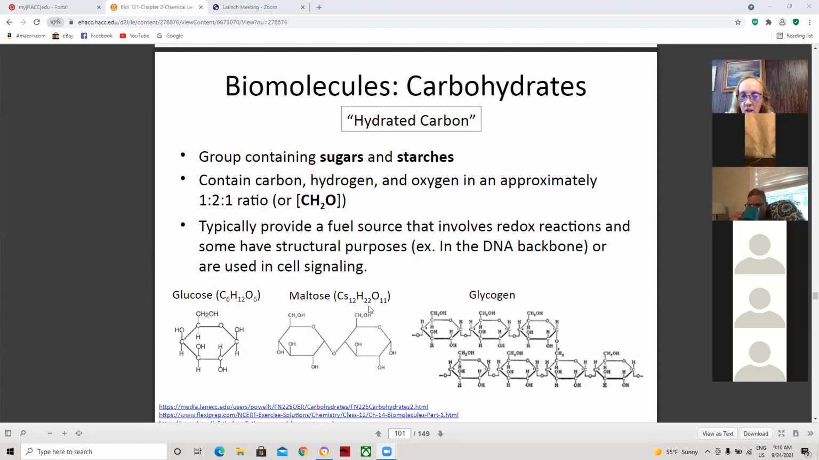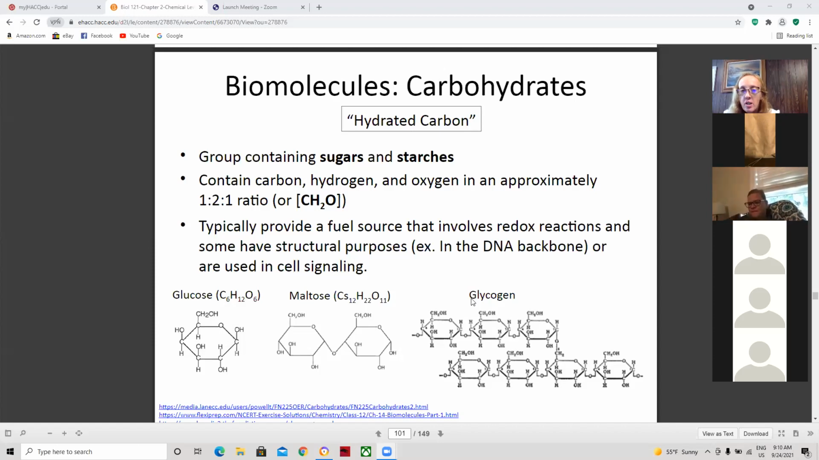Glycogen is the energy storage of animals. So we find it in the liver and the muscle. More in the liver than in the muscle.